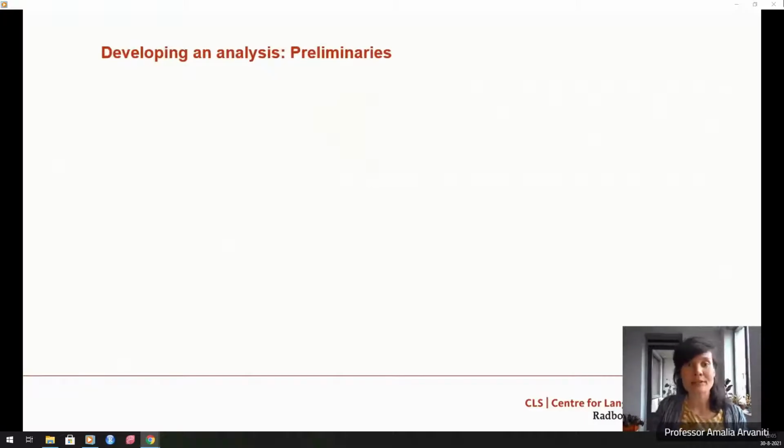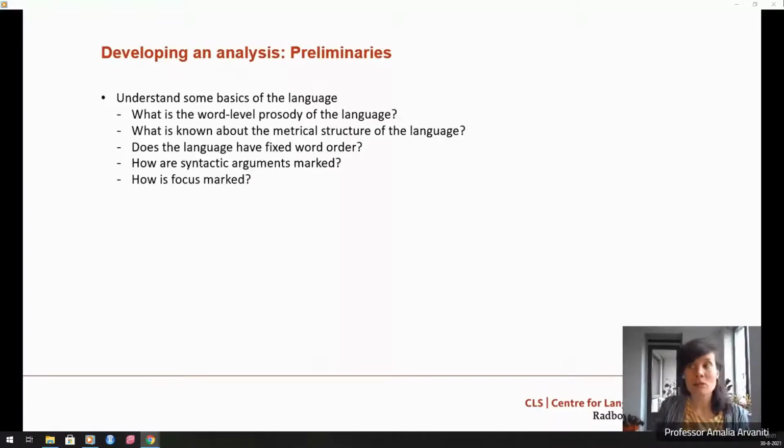So, how do we start to develop an AM analysis of a language or a language variety? From a linguistics perspective, understanding some of the basics of a language is a good place to start. Some things you might want to consider are, what's the word level prosody? Does the language have lexical tones? Does it have stress? What's known about the metrical structure of the language? And this may be important when considering where tonal events are associated, as Amalia mentioned.